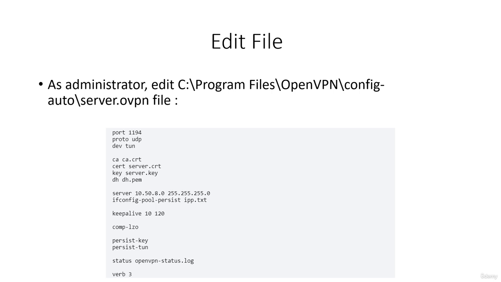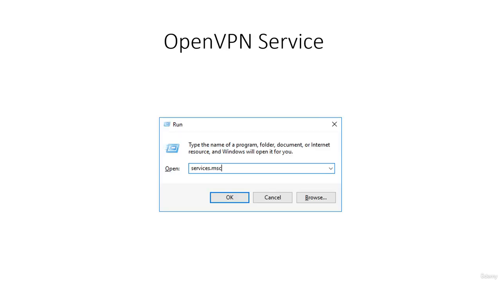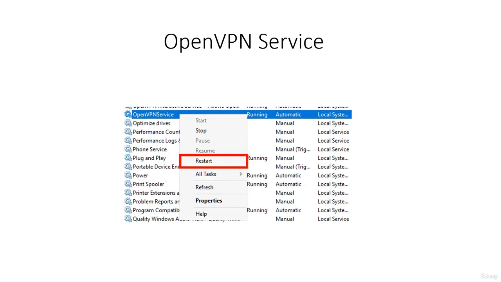So how can you restart the OpenVPN service? Simply go to services. First search for run in your Windows, then type services.msc. This will open up all the services that are running inside your Windows machine. Then search for the OpenVPN service. It will look similar to this, and it will automatically be in start mode. Make sure you press stop, then start, or you can just click restart to restart your OpenVPN service.